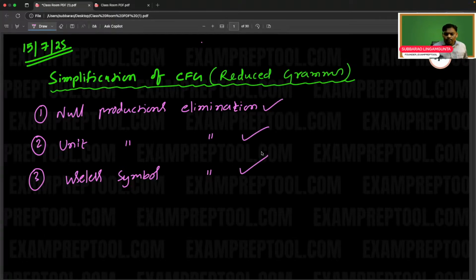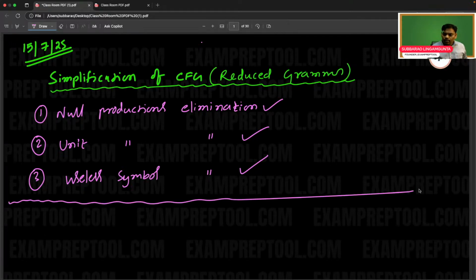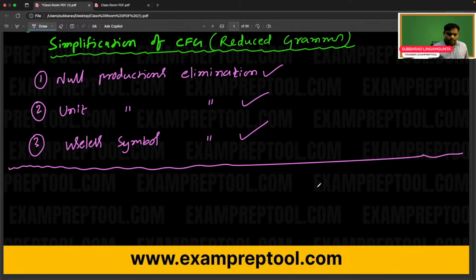Now, before going to the actual procedure, one by one, let me explain what is the meaning of null production elimination, what is the meaning of unit production elimination. I will explain one by one. Let's take one example. For everything, I will give one example. After that, combinedly, we will try afterwards. First, let me give one example for each.